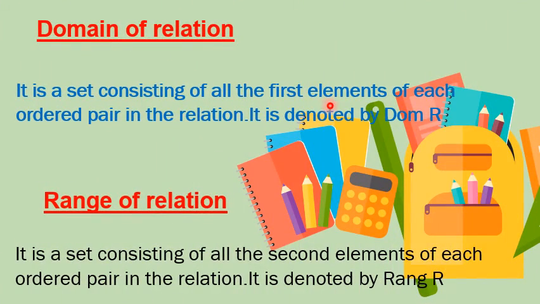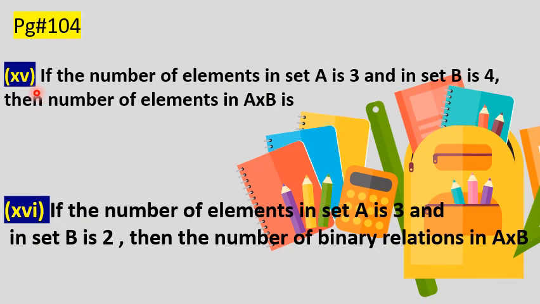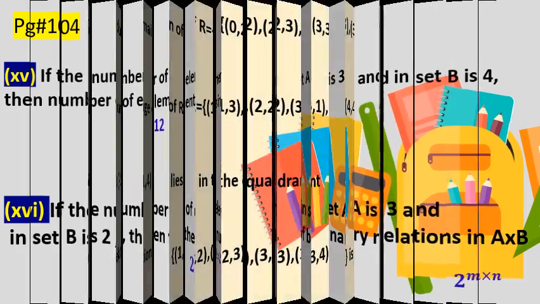Domain is a set consisting of all the first elements of ordered pairs, and range is a set consisting of all the second elements of ordered pairs. Then MCQs. If the number of elements in set A is 3 and in set B is 4, then the number of elements in A cross B is 3 into 4, 12. If the number of elements in set A is 3 and in set B is 2, then the number of binary relations would be, using this formula, 2 power 3 into 2, that is 2 power 6.